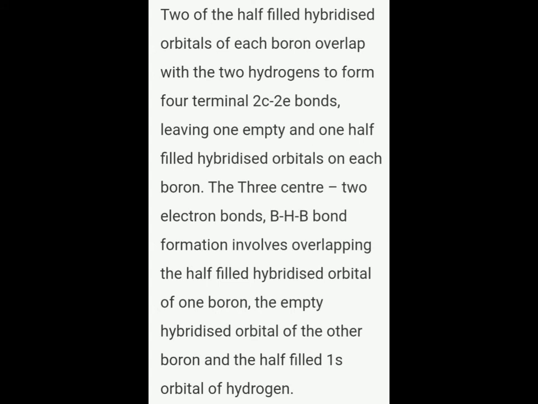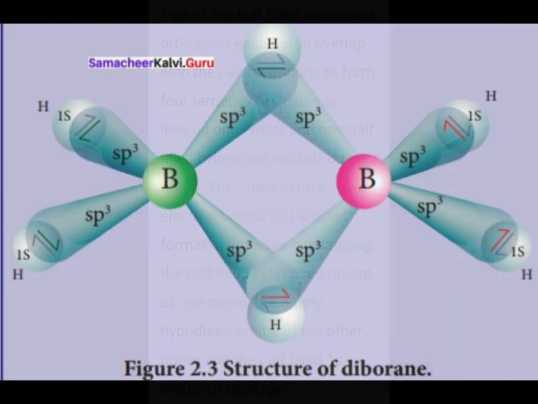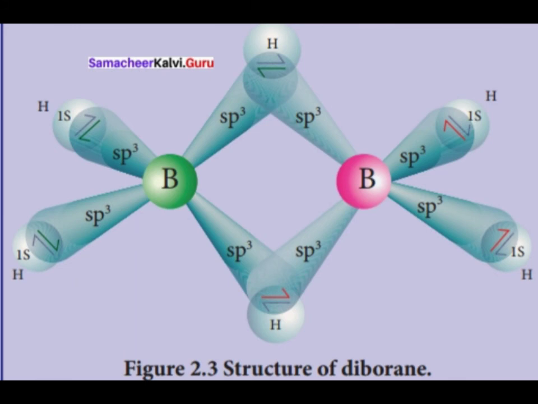Now I am going to explain the bridging hydrogen. The 3 center 2 electron BHB bond formation involves the half-filled hybrid orbital of one boron, the empty hybrid orbital of the other boron, and the half-filled 1s orbital of hydrogen. That means 2 borons and 1 hydrogen are involved, and they form the two bridging BHB bonds.